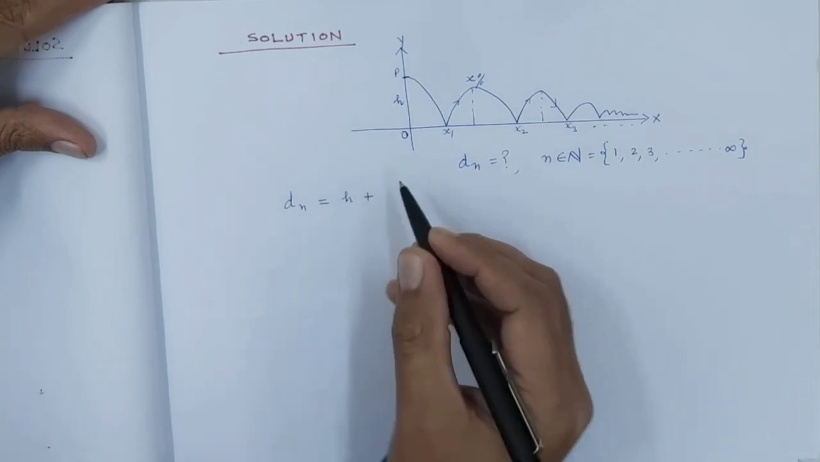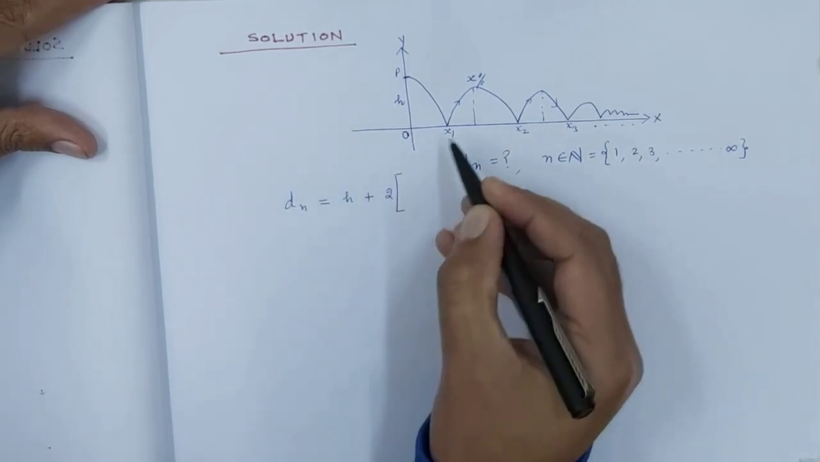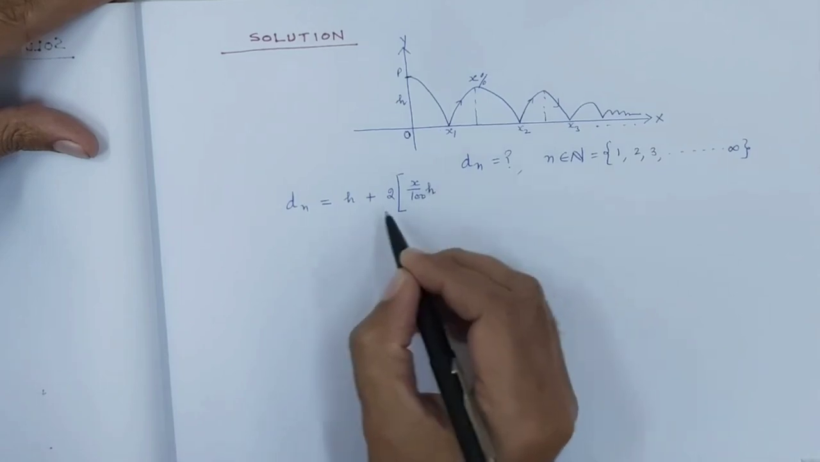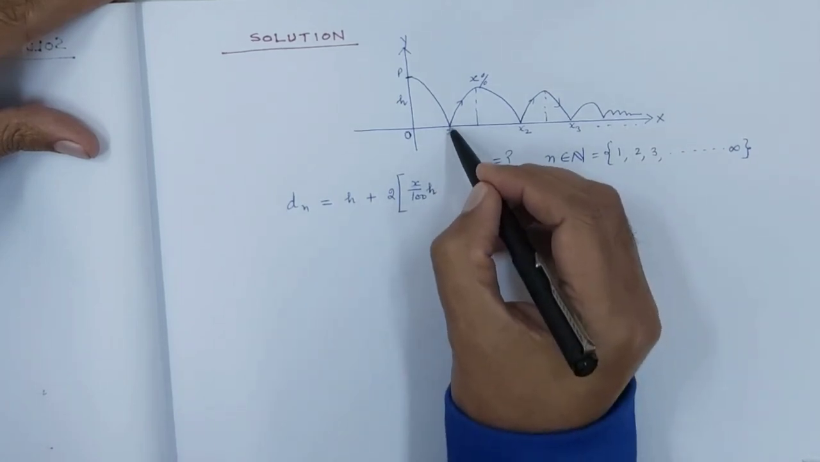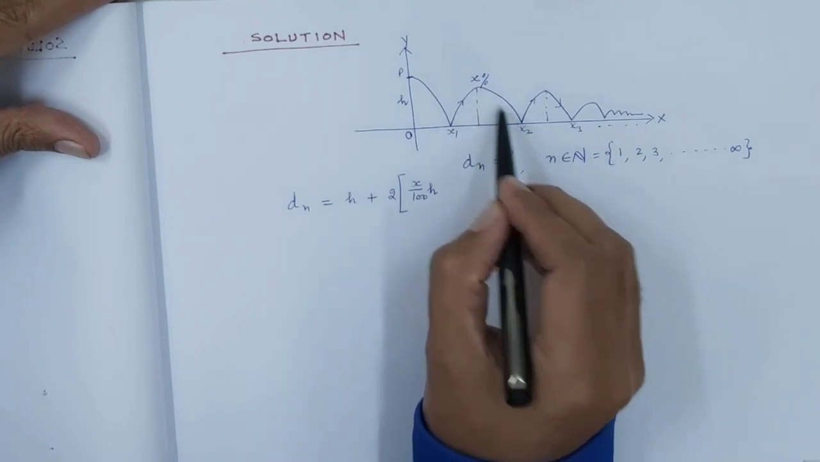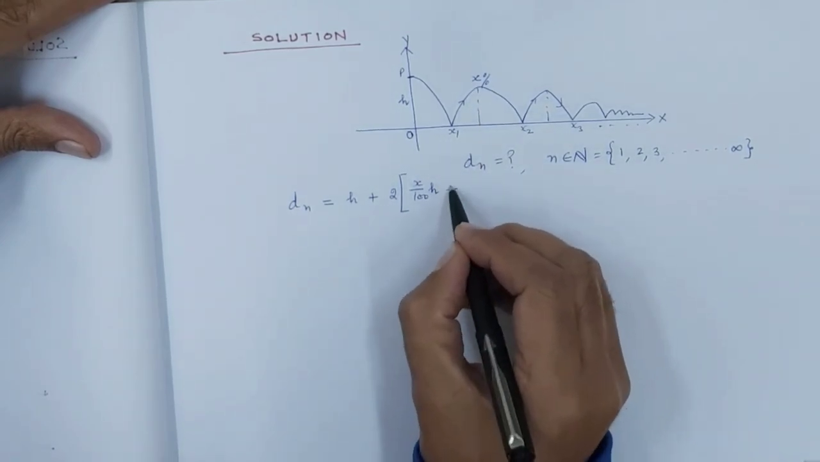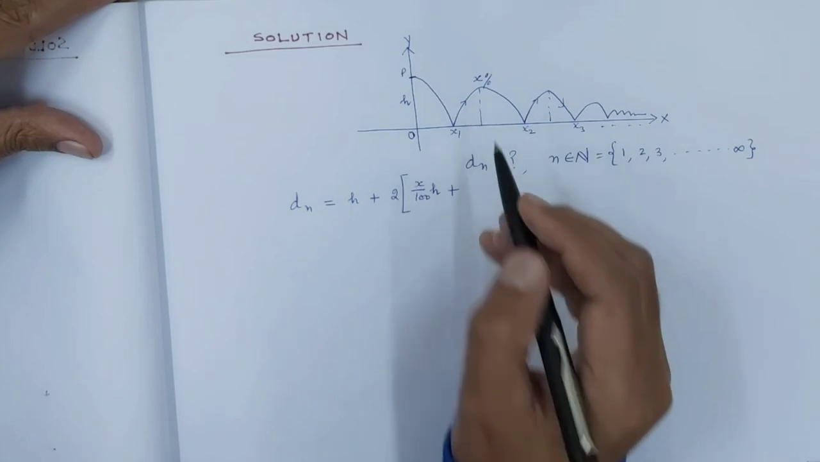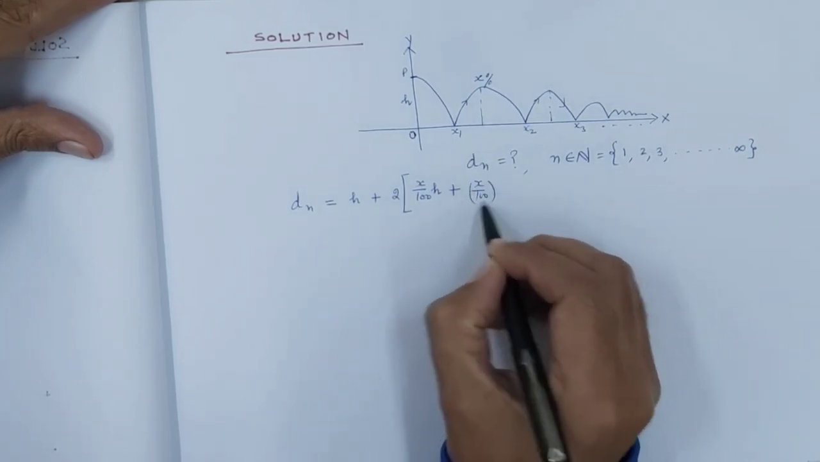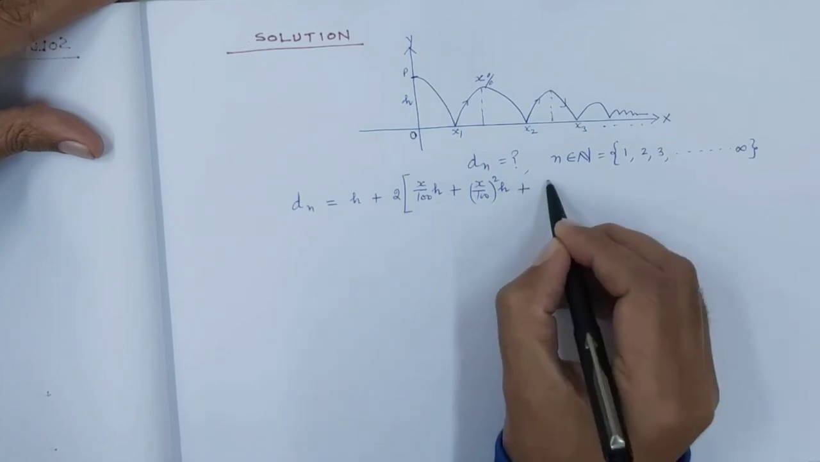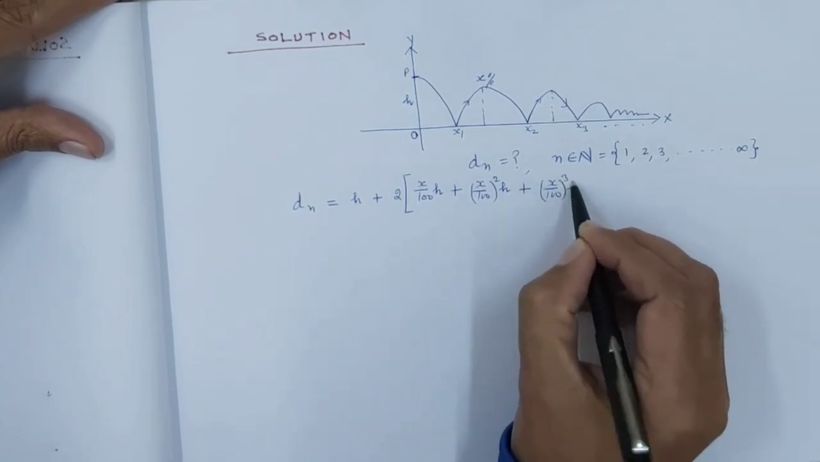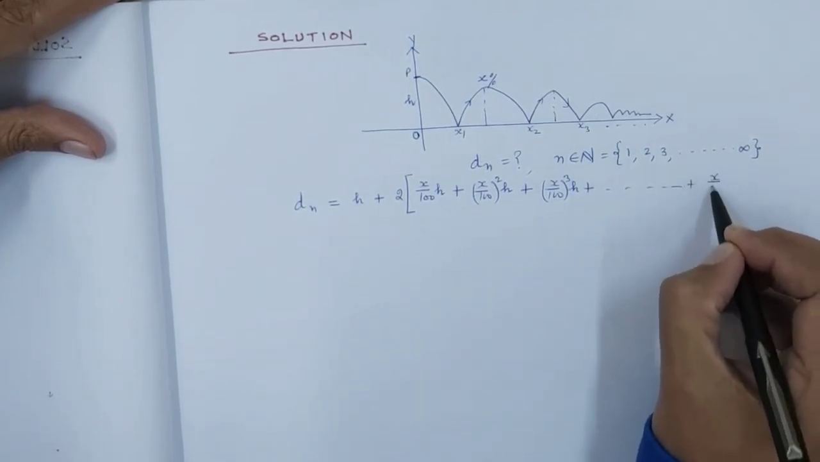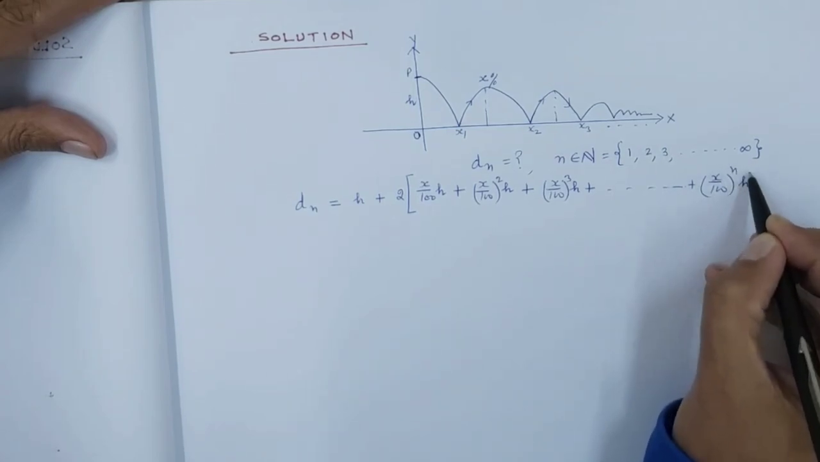h plus 2 times x percent of h, that is x upon 100 times h. 2 is here because this amount is exactly the same as the amount going up. Plus, again here, this height is x percent of this, x upon 100 square into h, so on, x upon 100 cube into h, plus up to so on. Another term is x upon 100 raised to power n times h.